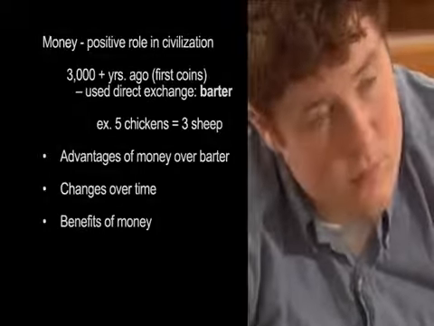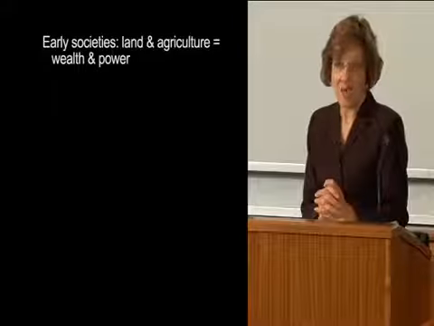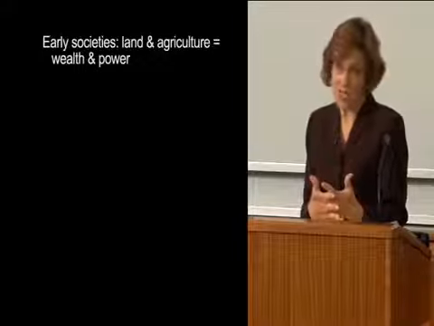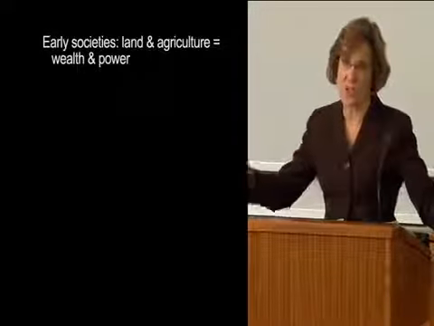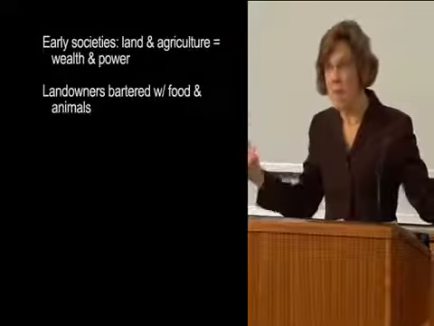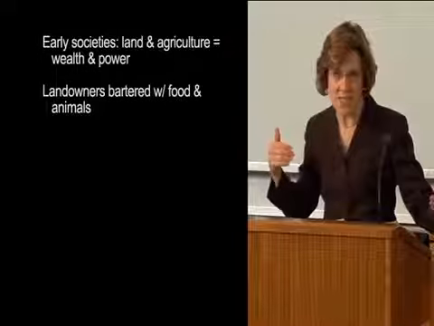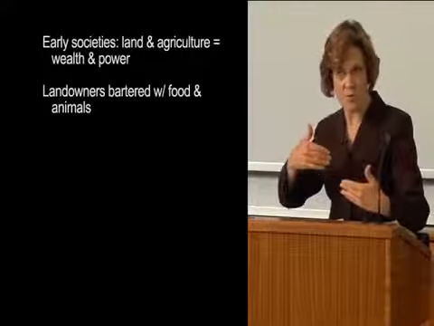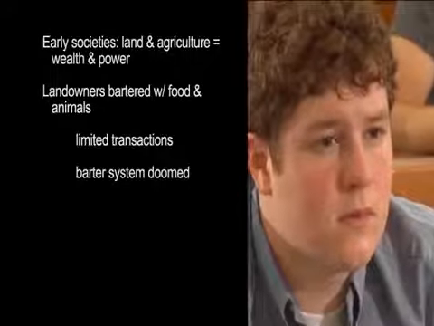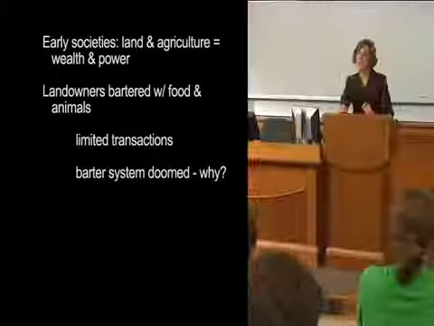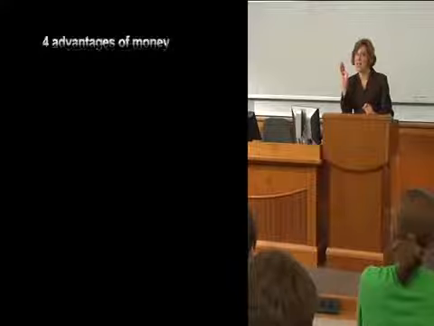Okay, in early societies, land and agriculture provided the main forms of wealth and power. How? Because only landowners could grow large amounts of food and raise large amounts of animals, such as cattle and sheep. Although people could carry out limited business transactions by bartering animals and vegetables, the barter system was doomed to fail. Why? Well, you'll see through the 4 enormous advantages of money I'm about to explain.